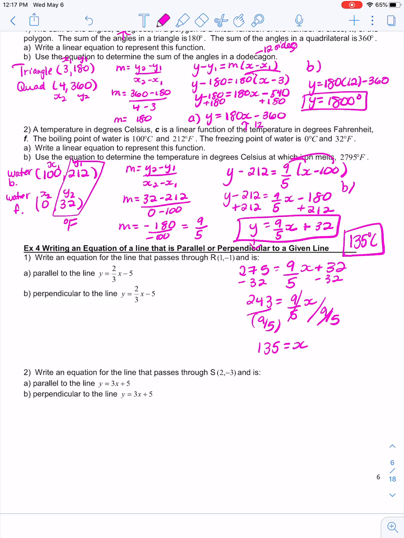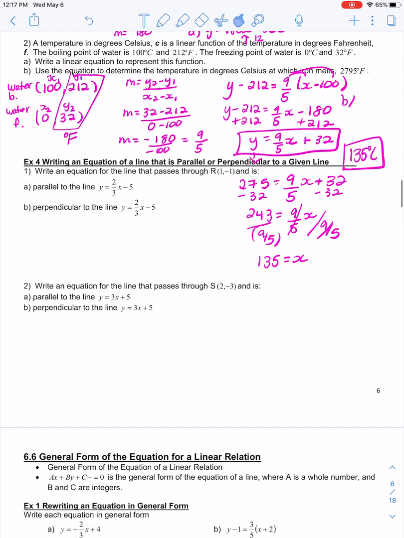All right, example 4. Write an equation of a line that is parallel or perpendicular to a given line. Write an equation for the line that passes through 1 and -1 and is parallel to the line y equals 2/3 x minus 5. So if it's parallel, that means that the slope is the same. So the slope of my new line is still going to be 2/3.